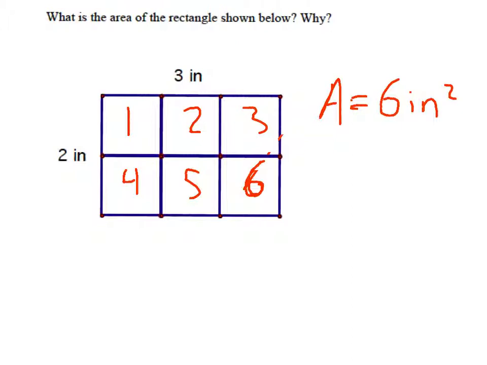And there are 6 because on the top, I know that there are 3 columns, and on the left it tells me that there are 2 rows. So 3 columns of 2 rows is 6 inches squared.